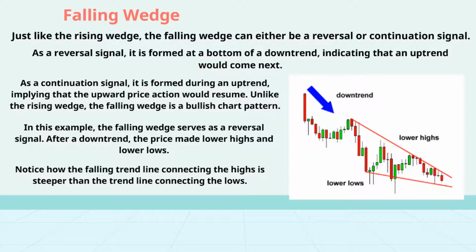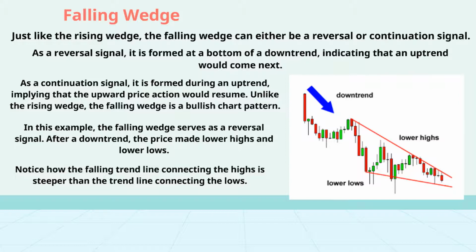Falling wedge. Just like the rising wedge, the falling wedge can either be a reversal or continuation signal. As a reversal signal, it is formed at the bottom of a downtrend, indicating that an uptrend would come next. As a continuation signal, it is formed during an uptrend, implying that the upward price action would resume. Unlike the rising wedge, the falling wedge is a bullish chart pattern.